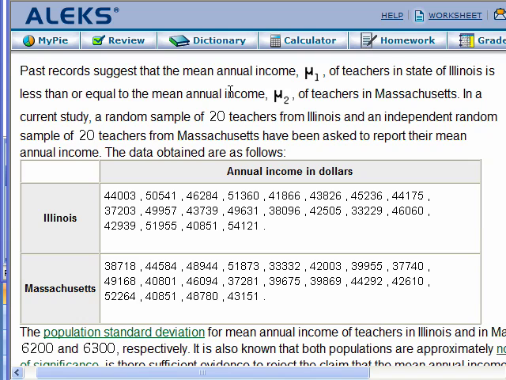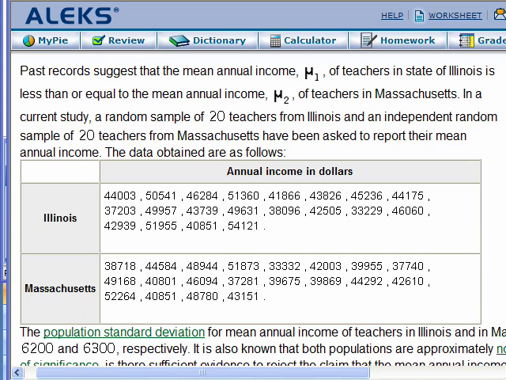And then it says in a current study they had a random sample of 20 teachers from Illinois and then 20 from Massachusetts, and they reported their mean annual income. It says here that the population standard deviation for the mean annual income of teachers in Illinois and Massachusetts are 6,200 and 6,300 respectively. Notice here that when they give us the population standard deviation for the two populations, also that the sample sizes are small, less than 30, both were 20. Even though the sample size is small, because we're given the population standard deviation, we're going to use the z-test.